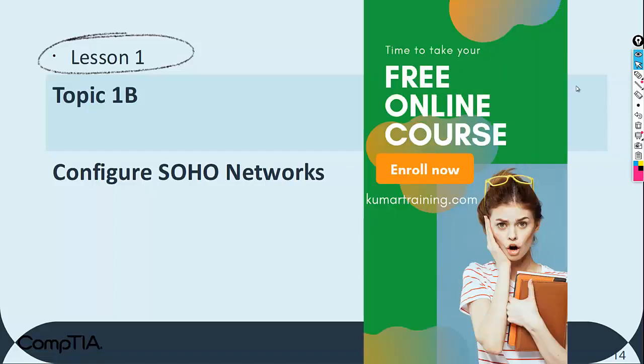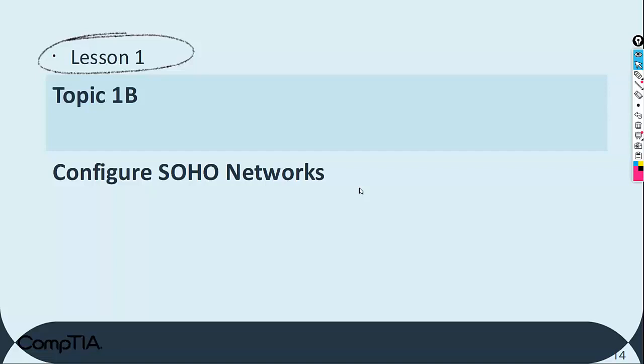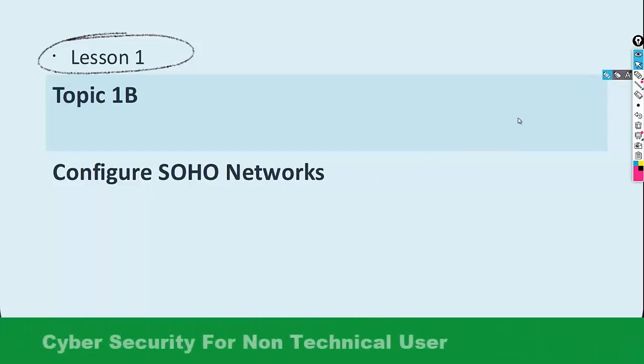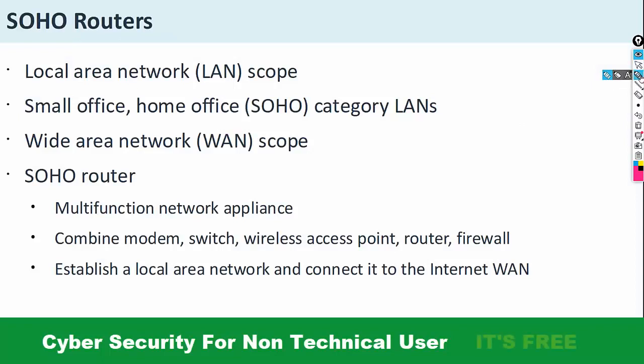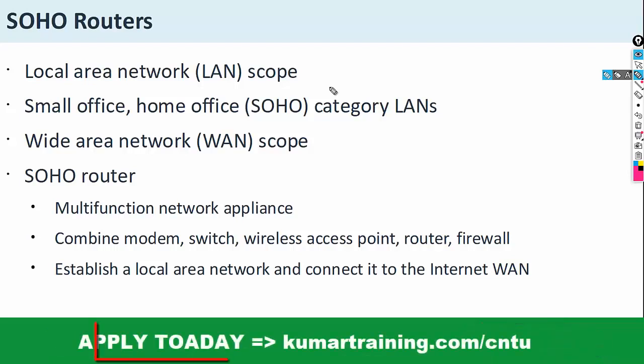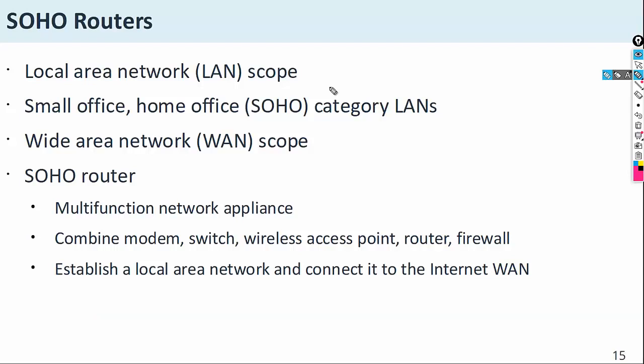In this section, we are going to discuss configuring the SOHO network. SOHO is small office and home office networks. So let's start. A SOHO network is actually based on SOHO routers. First, we are going to discuss which devices are used in a SOHO. It is called a SOHO router, right?